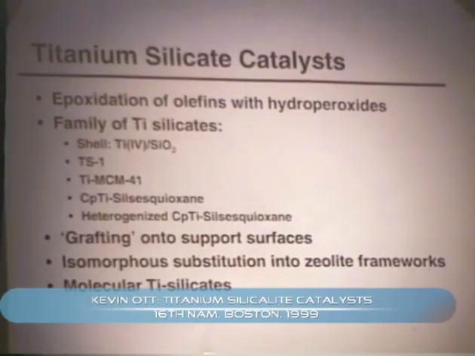And then there's some more recent information in the literature on molecular analogs of these materials, these cyclopentadienyl titanium silsesquioxane molecular species. I'll show you a little bit about those. These materials are made by a variety of different methods. For example, Shell's catalyst and, of course, titanium MCM have been prepared by grafting of titanium onto the support surfaces. TS1, as well as titanium beta and other titanium zeolites, are made by isomorphous substitution of titanium into the zeolite frameworks. And then there are the others down here at the bottom, the molecular titanium silicates. I'll tell you a little bit about those.